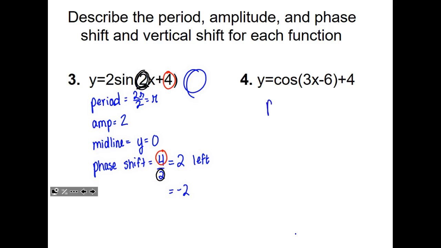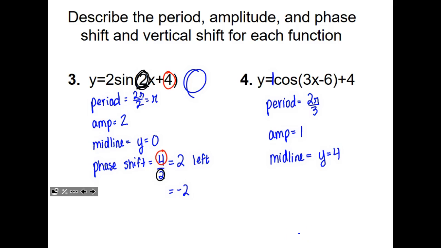All right. Savannah, what's the period for number 4? Very good. Just 2 pi divided by that number in front of the x. Liliana, what's the amplitude? It is not 0. It is 1. All right. There's no number out here, so if there was a number, it'd have to be 1. So you always have an amplitude. If there's no number there, it is a 1. Okay? Midline. Gabby, what's our midline for this one?